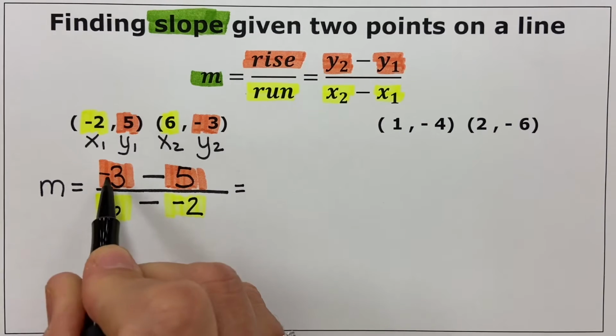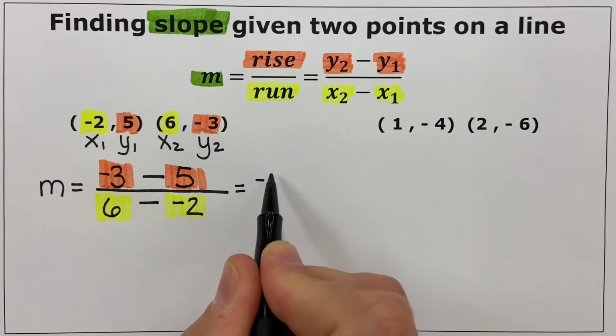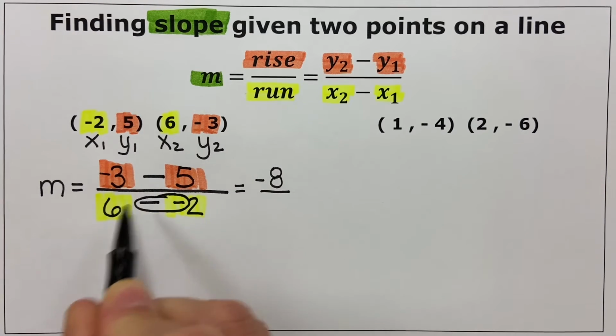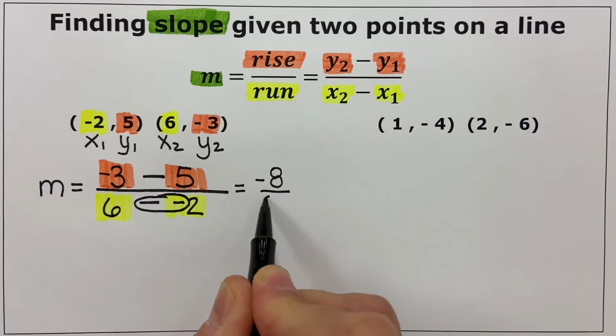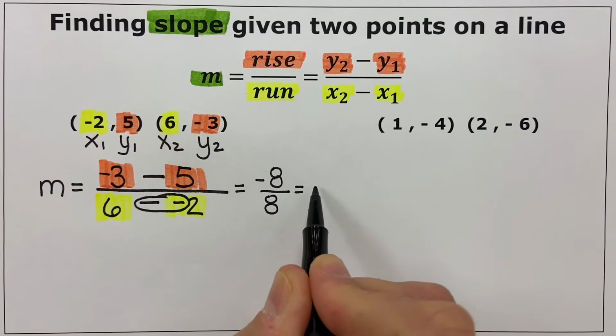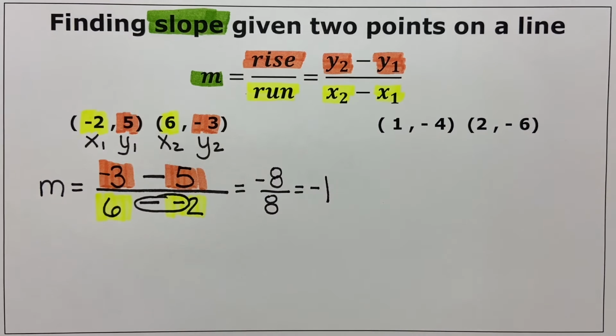Let's go ahead and simplify. -3 minus 5 is -8. Minus minus becomes a plus, so 6 plus 2 is +8. And -8 divided by +8 is -1.